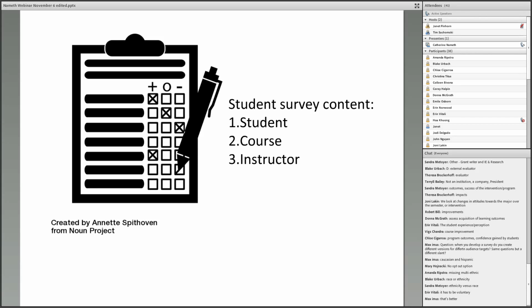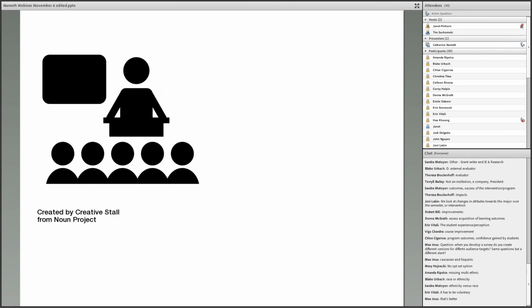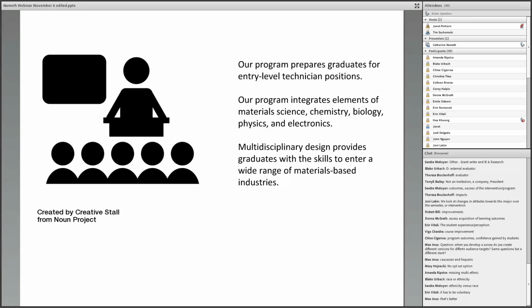So before we get to our first question that we can look at and then talk about how to improve, I'd like us all to think about ourselves as a case, right? Let's just imagine that we all work for the same program, and here's our case. Our program prepares graduates for entry-level technician positions, and we integrate elements of material science, chemistry, biology, physics, and electronics. This multidisciplinary design provides graduates with the skills they need to enter a wide range of materials-based industries.